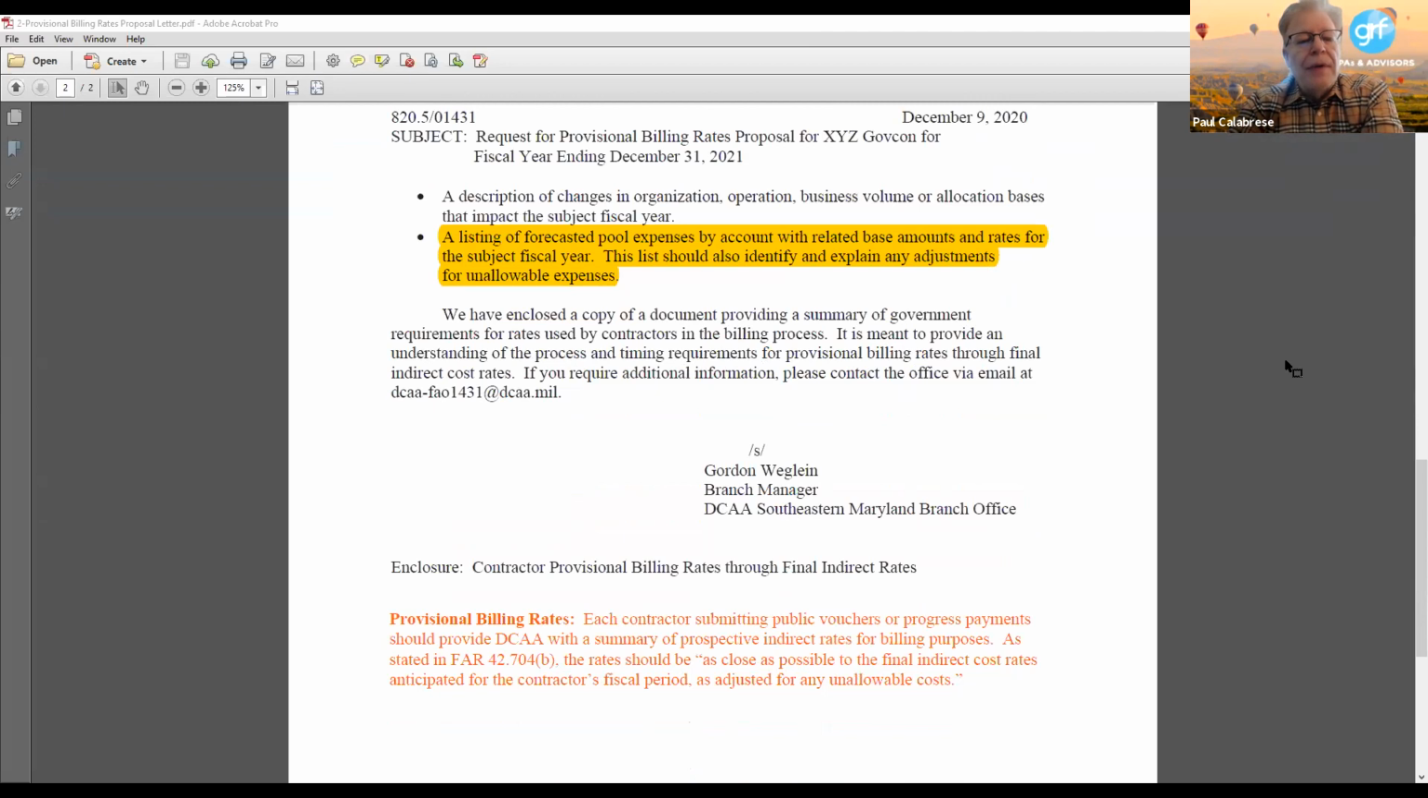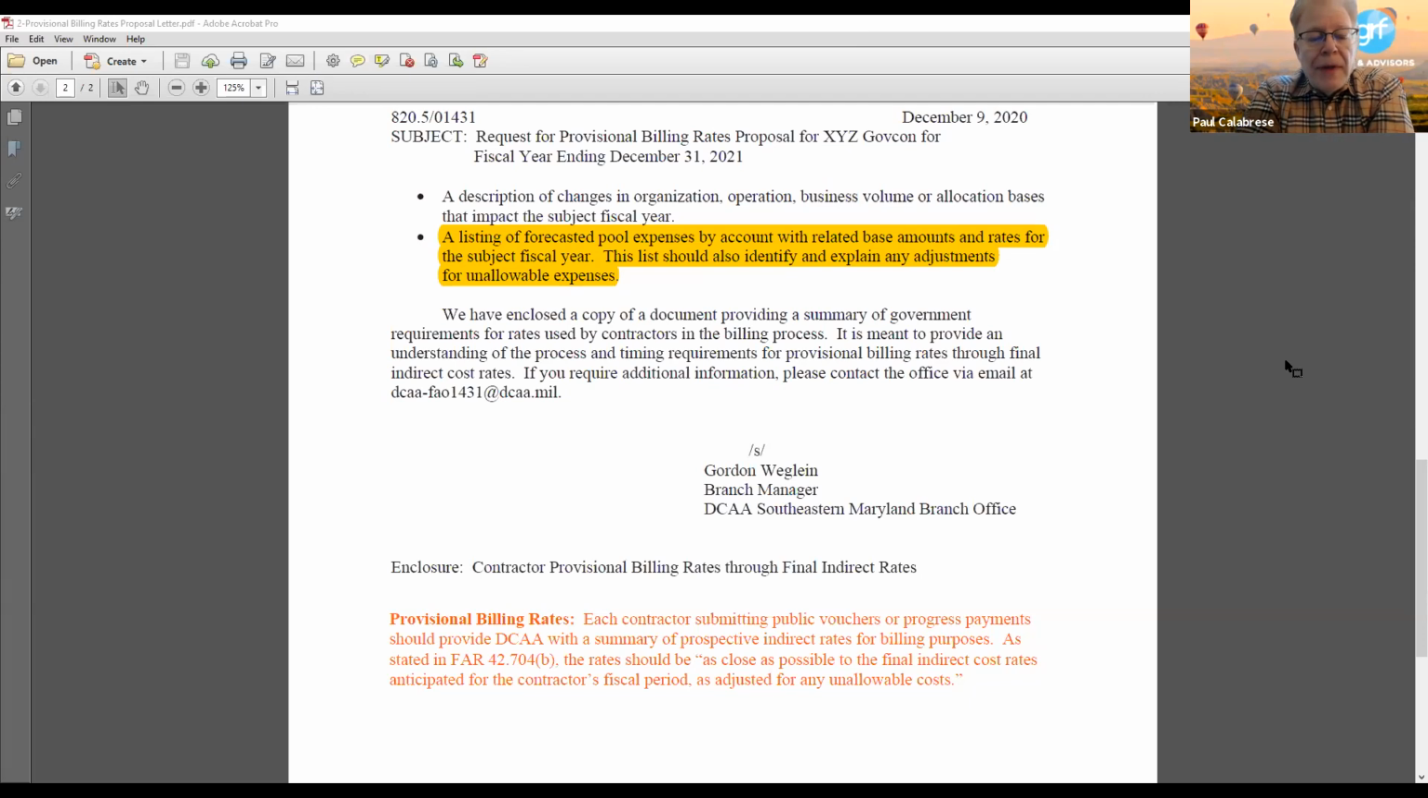Perfect, Nathan, thank you. And so here, you can see, again, they stress in the kind of orange yellowish, a listing of forecasted pool expenses by account related base amount. So even the denominator allocation base is made up of general ledger accounts. They're going to want to see it. They're going to want to see you segregate your unallowables. Even if you have 9,000 accounts, you would just show everything that's allowable, but also show that there is a tracking through your 9,000, as an example, general ledger accounts for unallowables, but that they're segregated.